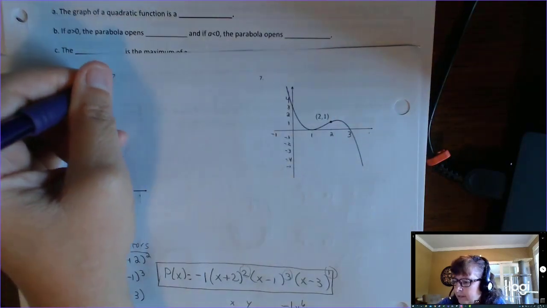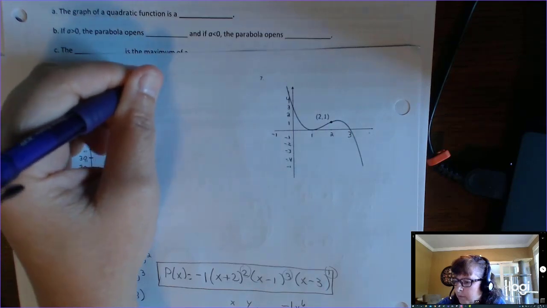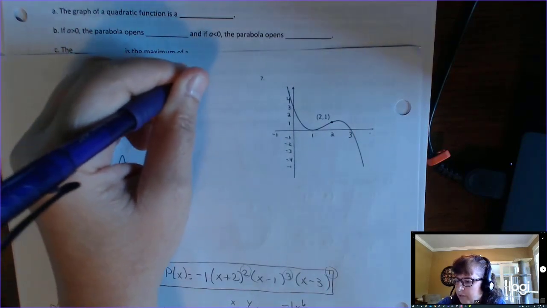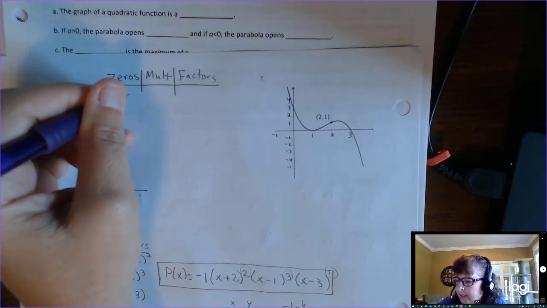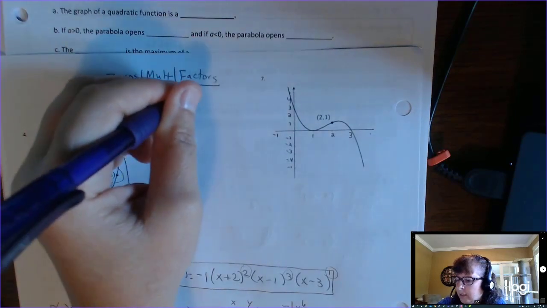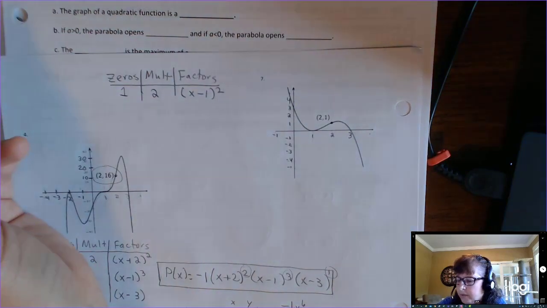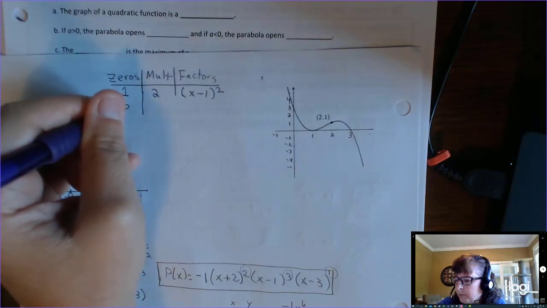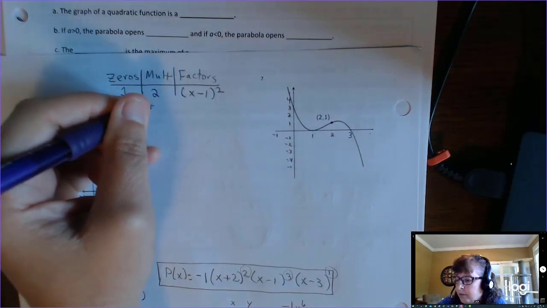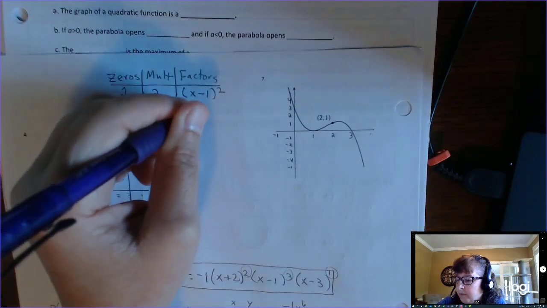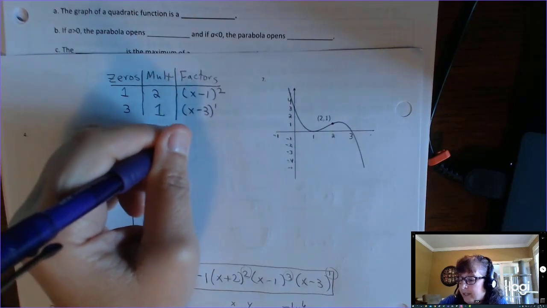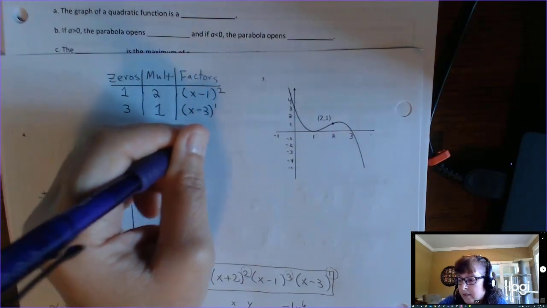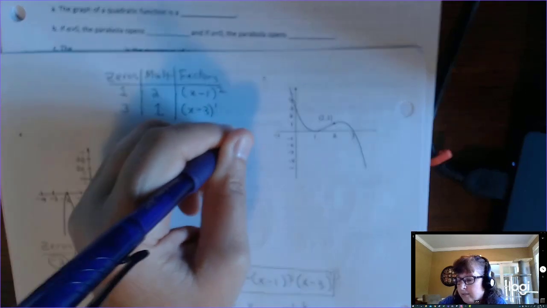Okay, so the last one, number 7, the zeros, the multiplicity, the factors. So we have a 0 at 1, and it's a bounce, so that's 2. So (x − 1) squared is a factor. And then you have another 0 at 3, and it's going straight through, so that gives you a factor of (x − 3) to the 1. So let's find a. Don't forget, a times (x − 1) squared times (x − 3).